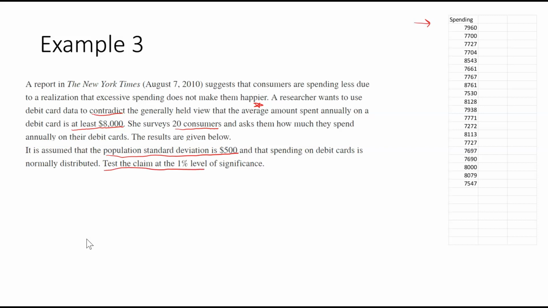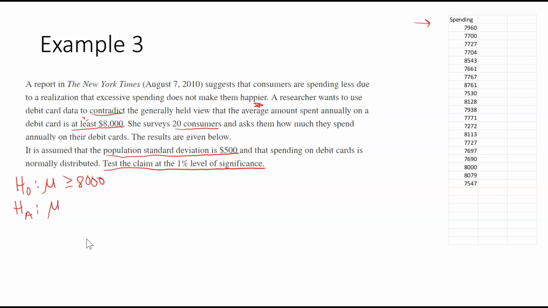Test the claim. All right, so if we're going to test a claim, we have to start at the null and alternative and go all the way to the end. So first we're going to start with the null and alternative. So what's going on here? We know that we're talking about the average, so we're going to put mu. And it says at least 8,000. At least is greater than or equal to. It's got an equal to, so it goes in the null.